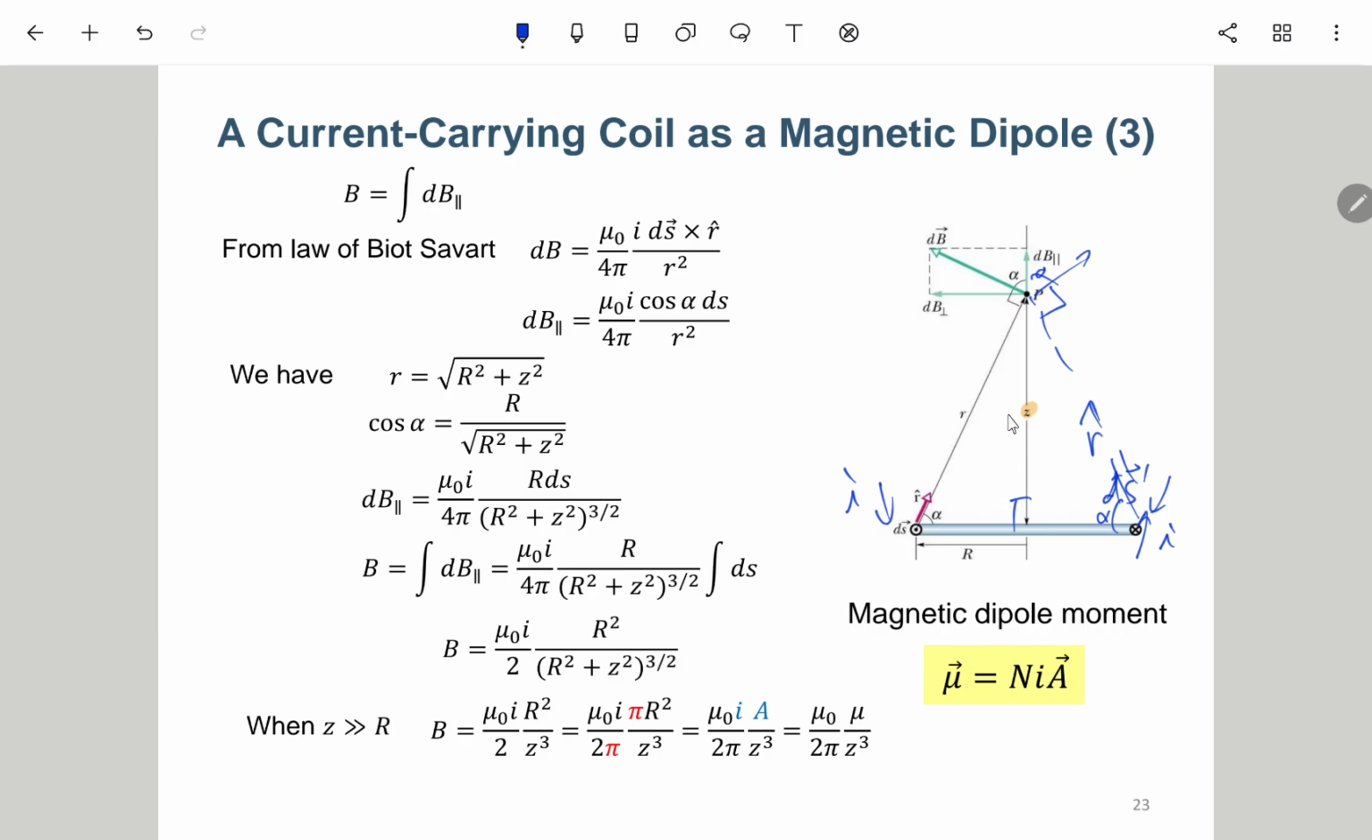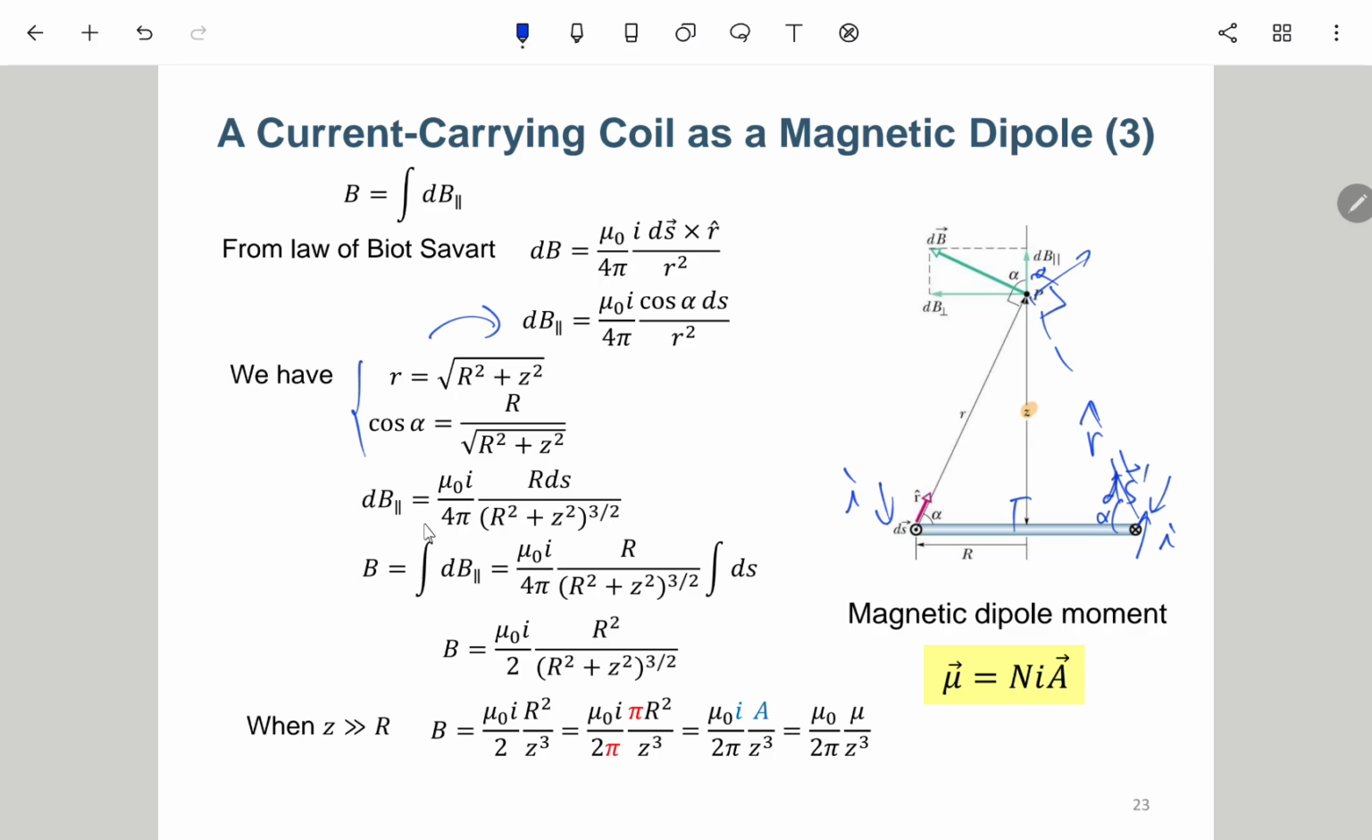So we can plug in this r to here, and cosine alpha is capital R over small r. We can put these two into there. So dB parallel will be mu naught I over 4 pi, and then for cosine alpha we have an R ds here, and here we have r squared, and another r here, so altogether we have this one to the 3 over 2 power.